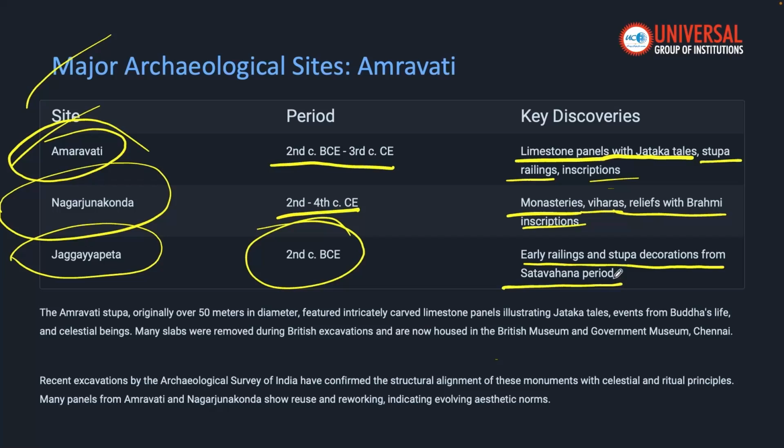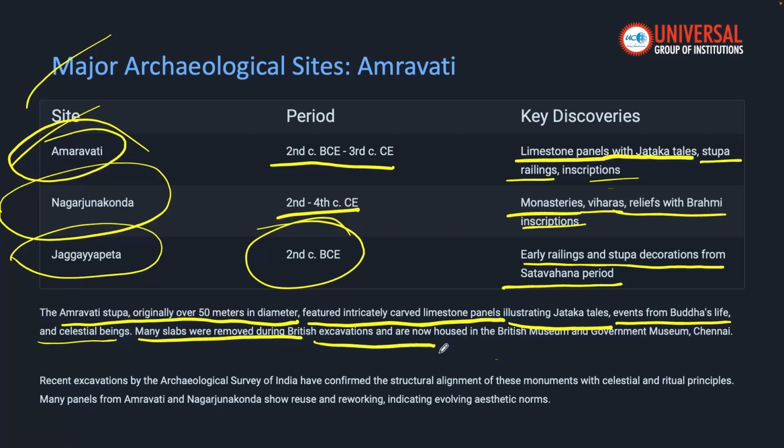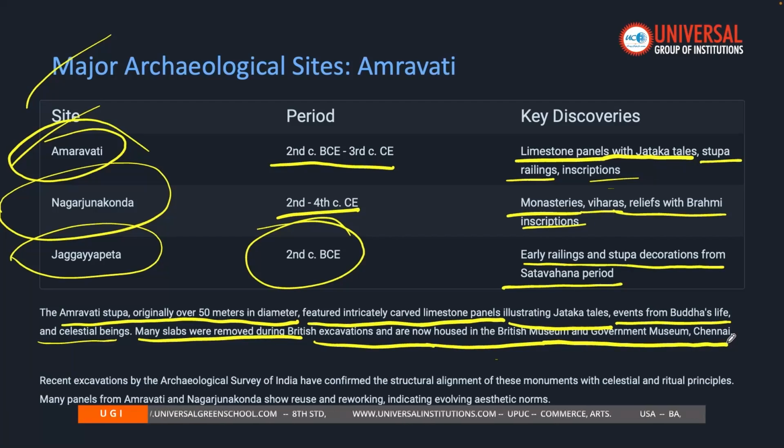Okay, the Amaravati stupa, originally over 50 meters in diameter, featured intricately carved limestone panels illustrating Jataka tales, events from Buddha's life and celestial beings. Many slabs were removed during British excavation and are now housed in the British Museum and the Government Museum of Chennai. Okay, and the Archaeological Survey of India is also trying to protect the Amaravati panels.